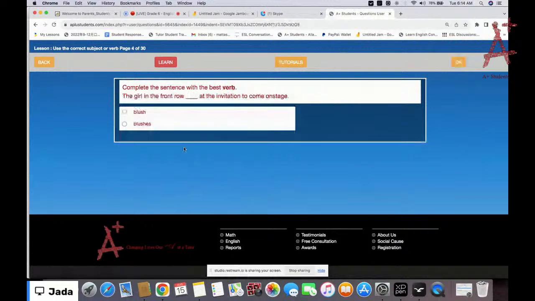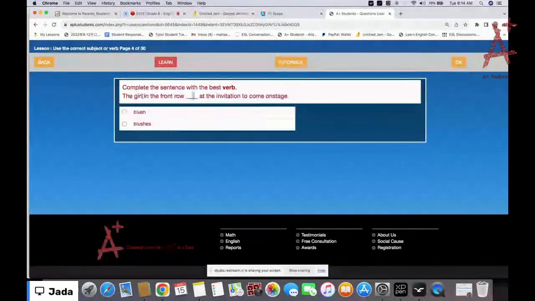Okay. So now the next one we will move on to is this one. The girl in the front row dash at the invitation to come on stage. The girl in the front row dash at the invitation to come on stage.